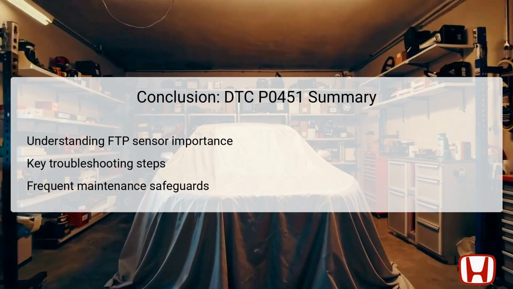In summary, understanding DTC P0451 involves recognizing the critical role of the FTP sensor in fuel management and emissions control. The troubleshooting steps, encompassing problem verification, engine diagnostics, and replacing faulty components, provide a structured approach to resolving the issue. Additionally, recognizing potential causes, such as poor connections and sensor failures, facilitates targeted diagnostics.